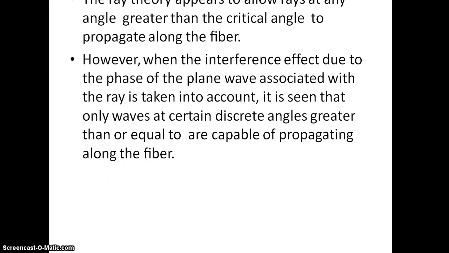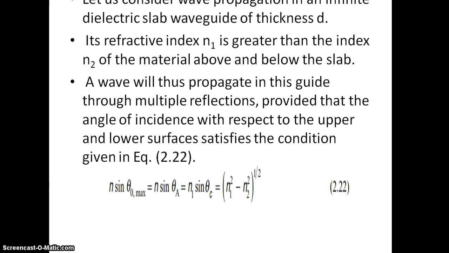So the ray theory appears to allow rays at any angle greater than the critical angle to propagate along the fiber. However, when the interference effect due to the phase of the plane wave associated with the ray is taken into account, only waves at discrete angles can travel. So only discrete angles are capable of propagating along the fiber. Other than that, waves will not be propagating. So that is what we are going to calculate, those discrete angles.